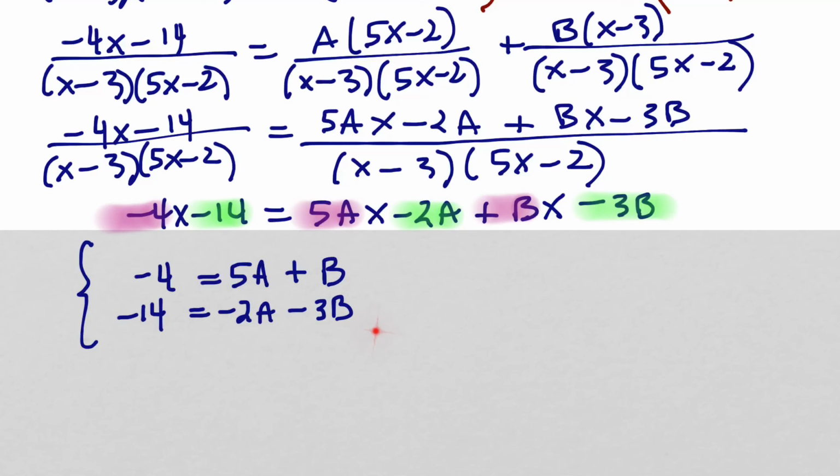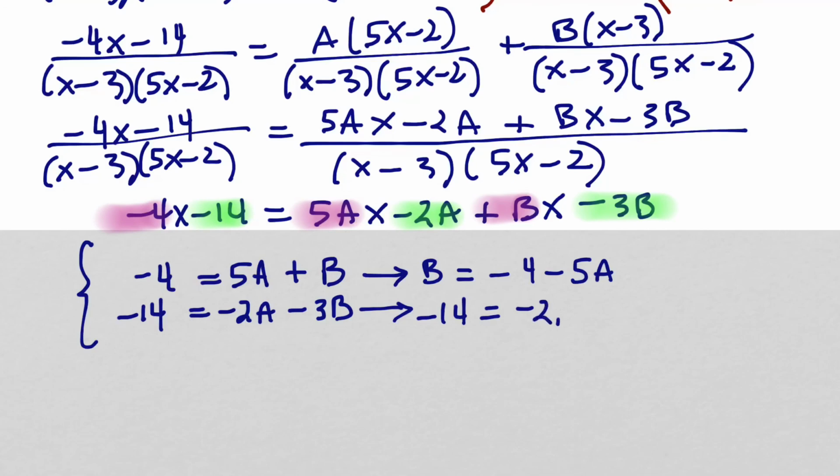All right, now I can solve this system of equations for a and b. This is a 2x2 system of linear equations. So since it's a rather simple system, I'm just going to use the substitution method. So if I solve for b here, I'll say b is equal to negative 4 minus 5a. And then I'll substitute for b in this equation here, so I'll have negative 14 is equal to negative 2a minus 3 times b, where b is negative 4 minus 5a from above.